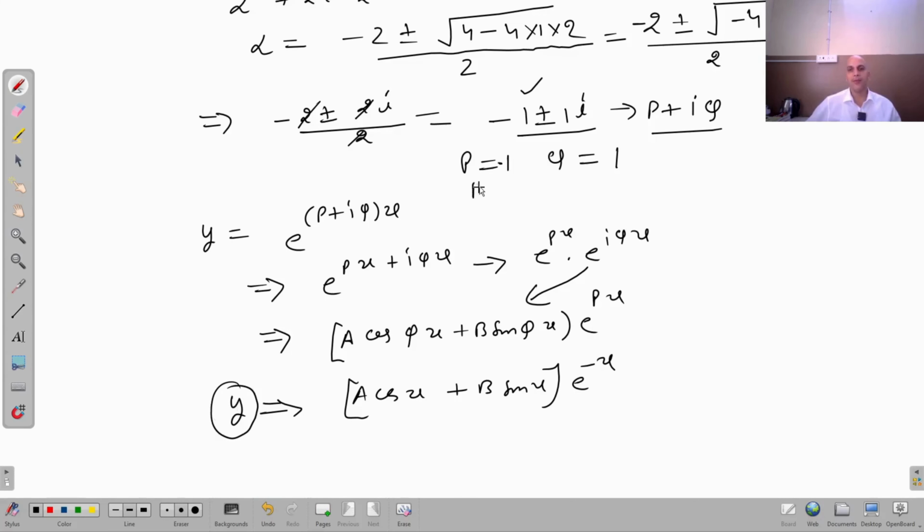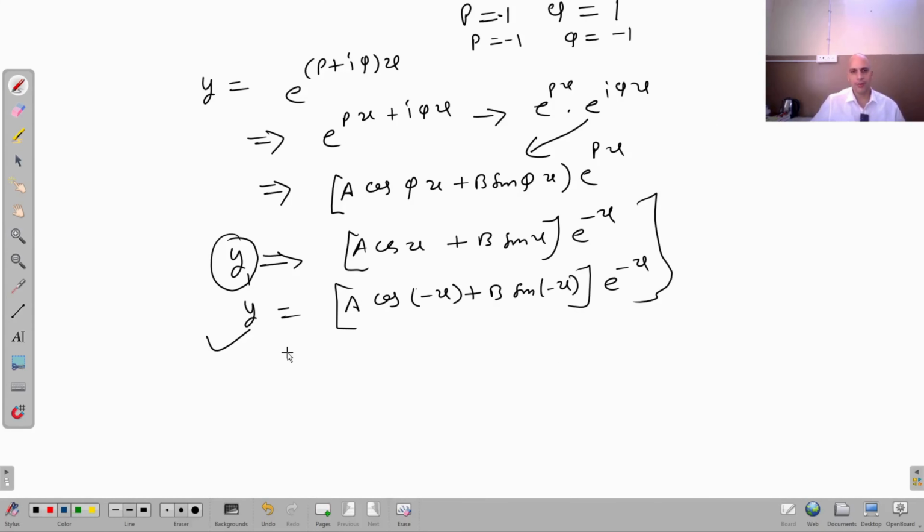Similarly, you can take P equal to minus 1 and Q equal to minus 1, because that will be the other case. In that case, what you will get is y equal to a cos of, now Q is also minus 1, so cos of minus x plus b sine of minus x, into e raised to power minus x. In that case, this is the solution.